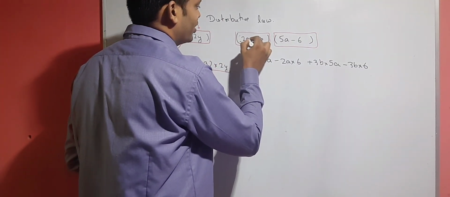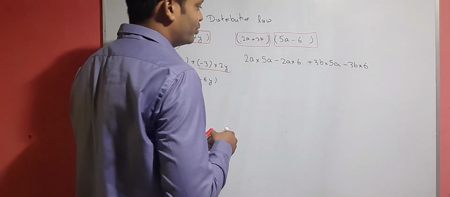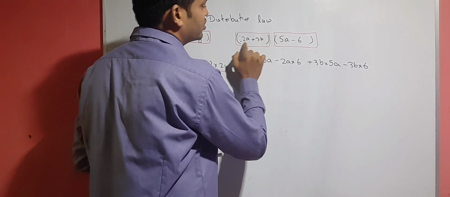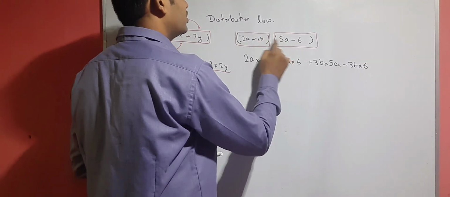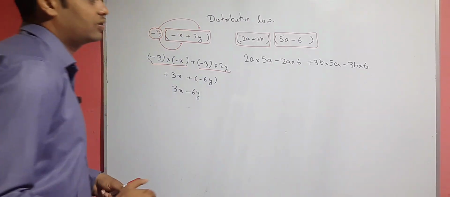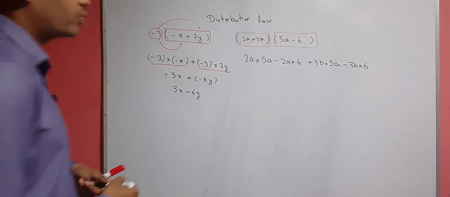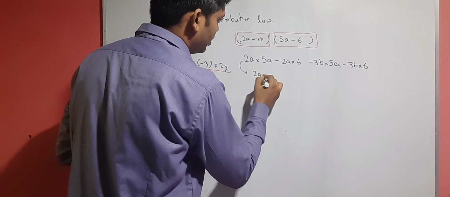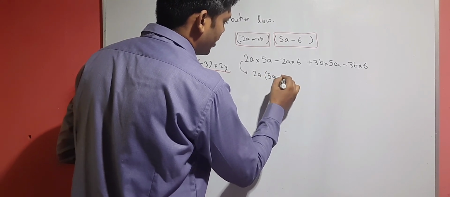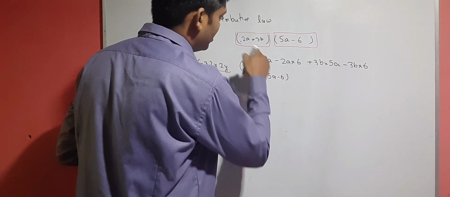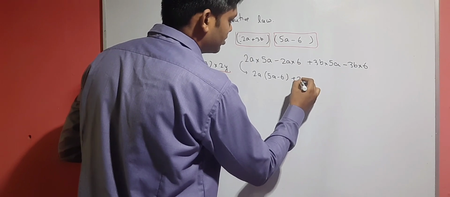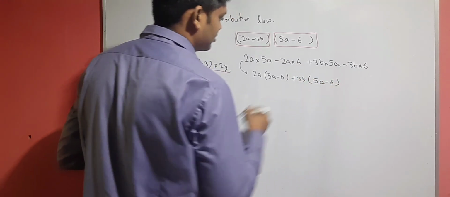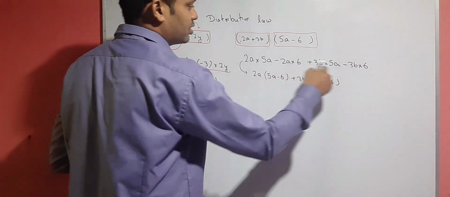So what we are trying to do is, first I assumed that 3b is not there. So this one into this one, this one into this one, then this one into this one, this one into this one. Same process. Or you can write one more step before this: 2a, 5a minus 6, plus 3b. So plus 3b bracket open 5a minus 6. After that, the same thing will come.